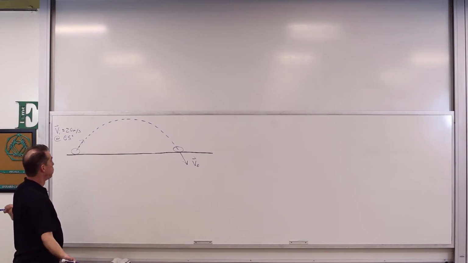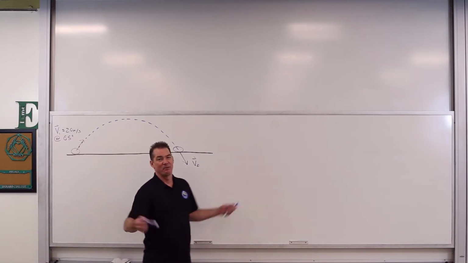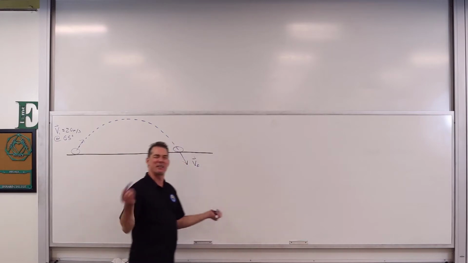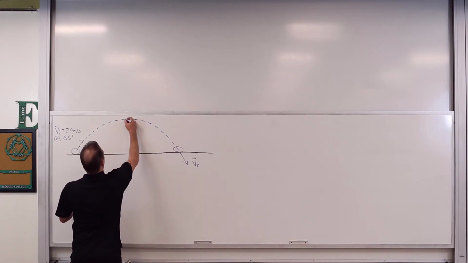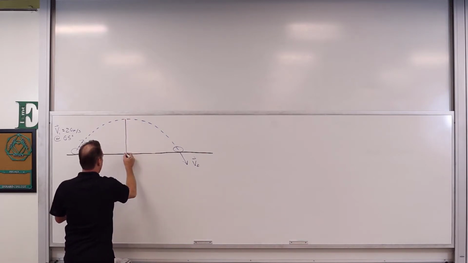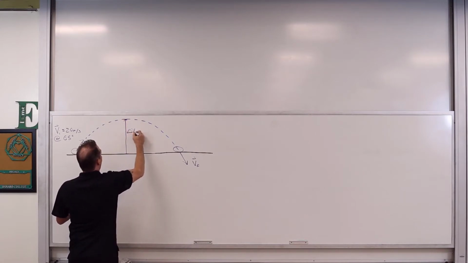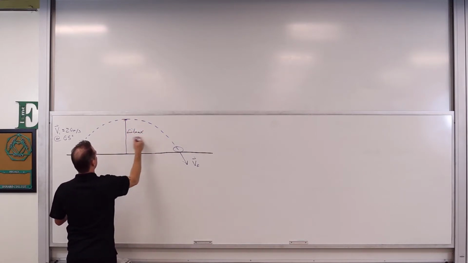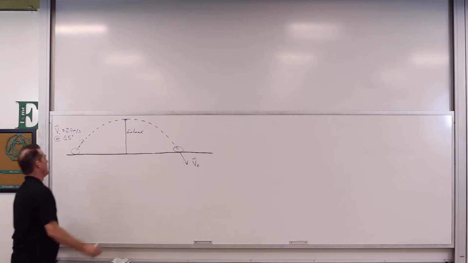So, what do we have here? Well, the first thing that we're asked is, what is its maximum height relative to ground level, or really what's the maximum displacement in the y direction? When it reaches its maximum height, that will define delta y max, right? So what do we know about this?